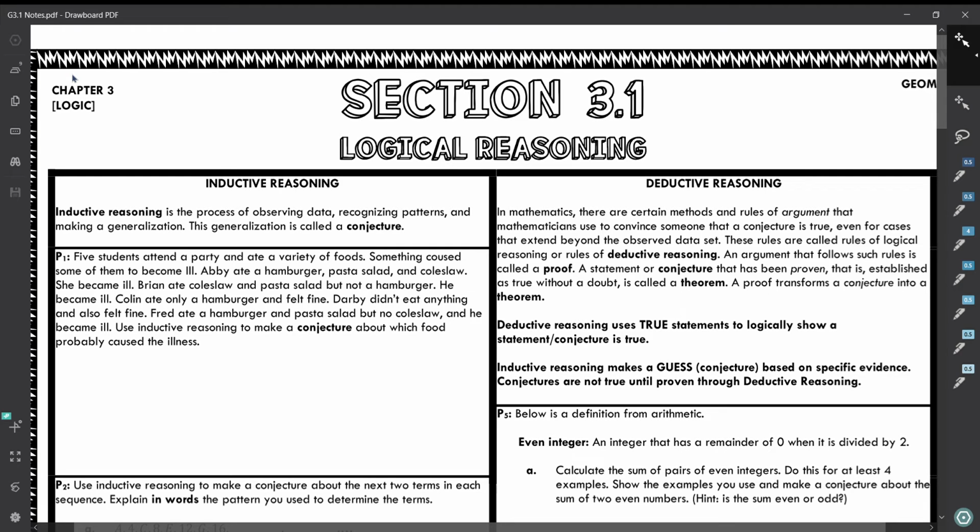Hola, this is the lecture video on section 3.1, which is the first video for our series on chapter 3 in geometry, which is called logic. Let's begin. So 3.1 is called logical reasoning.